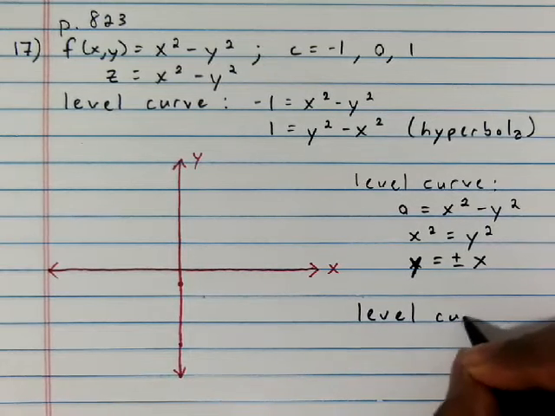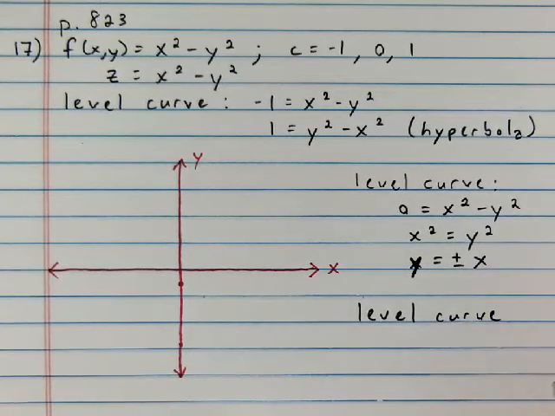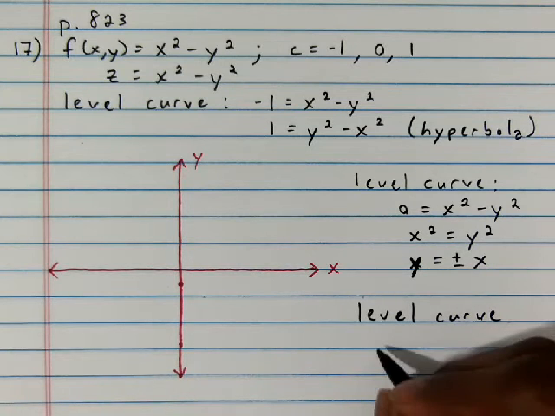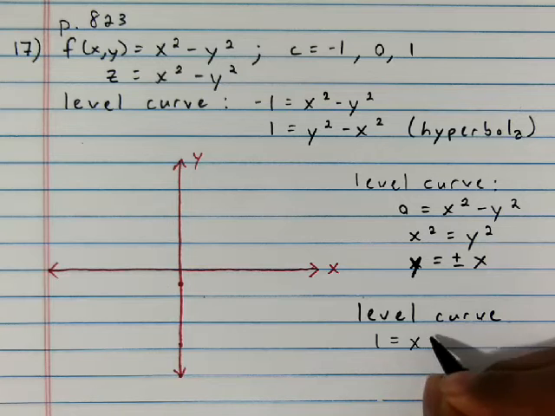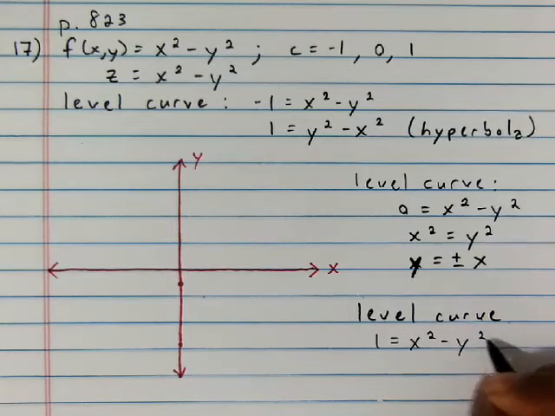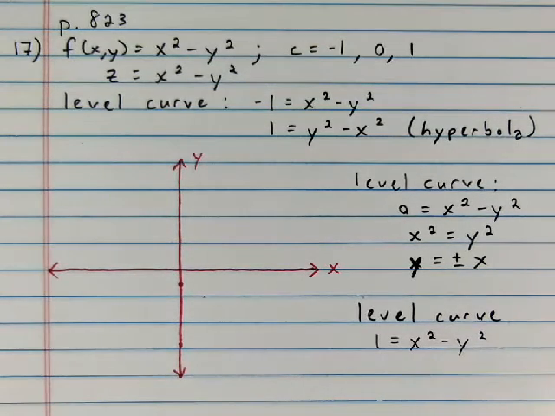So level curve was our 1. So now we had, what are we doing? 1 equals x squared minus y squared. All right, so now that we have all of those, we'll go ahead and sketch them on here.